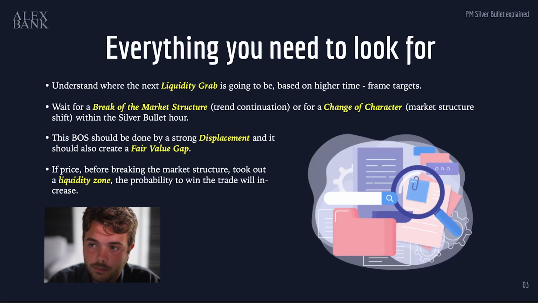Everything you need to look for to take this trade. You need to understand where the next liquidity grab is going to be based on higher time frame targets. You need to wait for a break of the market structure if you're going with the trend, or you need to wait for a change of character, in this case a market structure shift, within the Silver Bullet hour. The break of structure should be done by a strong displacement, and it should also create a fair value gap. This fair value gap then will be the place where you enter the trade. If price, before breaking the market structure, took out a liquidity zone, the probability to win the trade will increase. Now we will analyze these one by one.